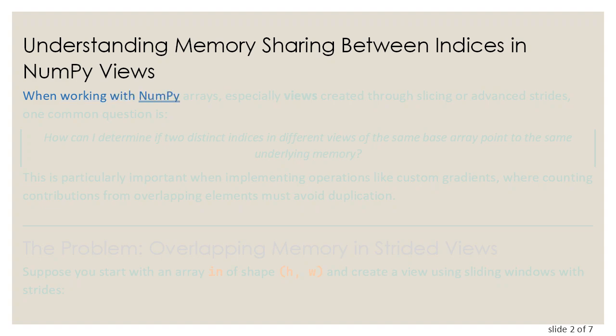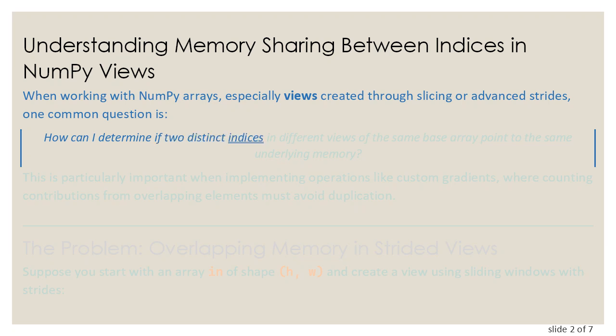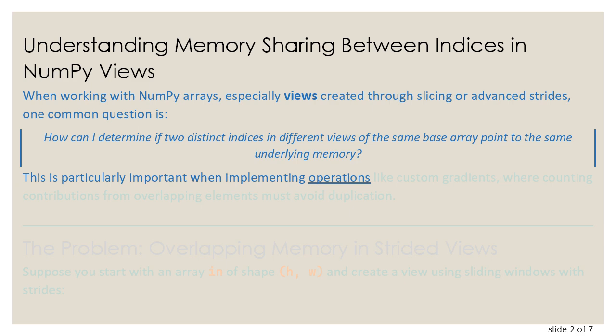When working with NumPy arrays, especially views created through slicing or advanced strides, one common question is: how can I determine if two distinct indices in different views of the same base array point to the same underlying memory? This is particularly important when implementing operations like custom gradients, where counting contributions from overlapping elements must avoid duplication.